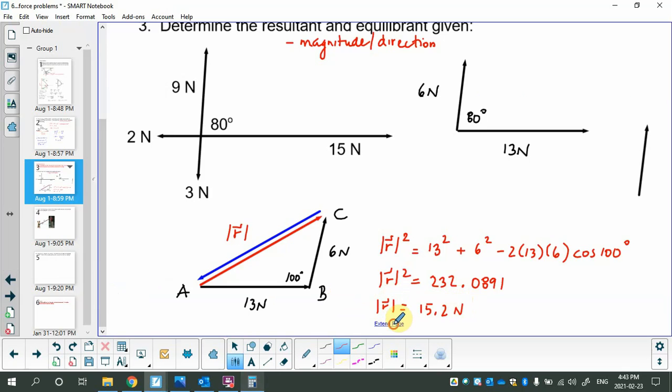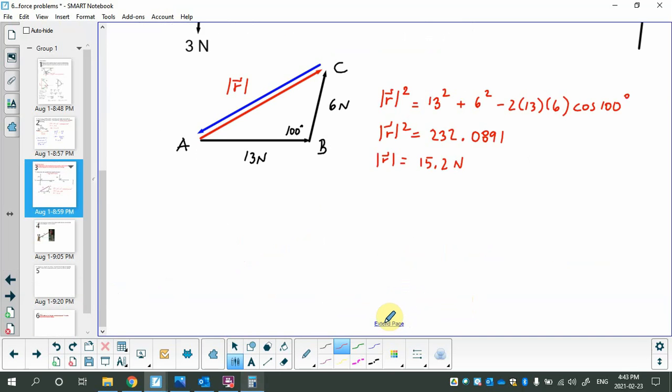So to be honest, that's a 2-for-1 deal. We just figured out that the resultant's magnitude is 15.2 newtons and the equilibrant's magnitude is also 15.2 newtons. So that's kind of nice. So now, remembering that the resultant is red and doing all the work for that, I am looking for this corner right here. And now that I have two opposite pieces of information, I can do the sine law.